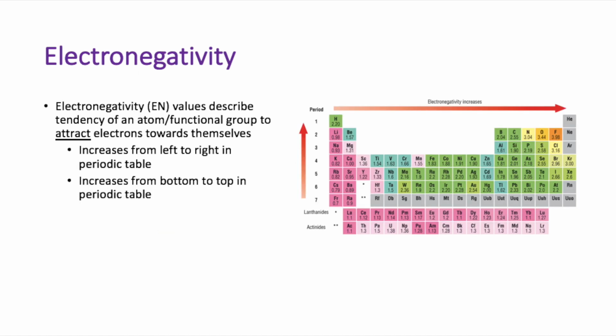Next topic is electronegativity. Elements are given electronegativity values to describe their tendency to attract electrons toward themselves. Values increase from left to right and from bottom to top in the periodic table. Fun fact, fluorine is the most electronegative element.